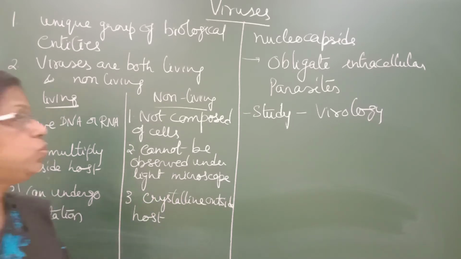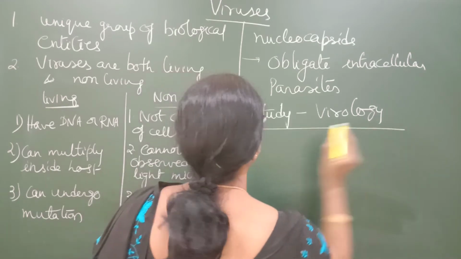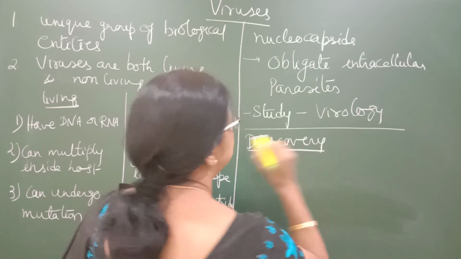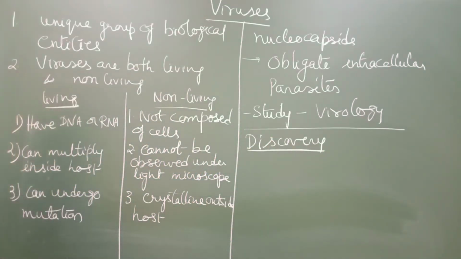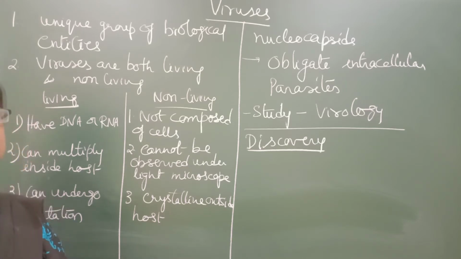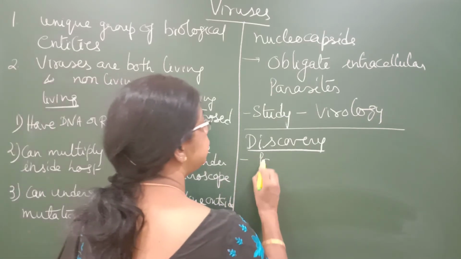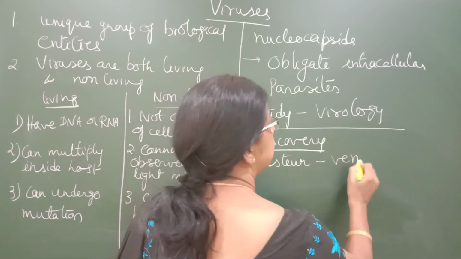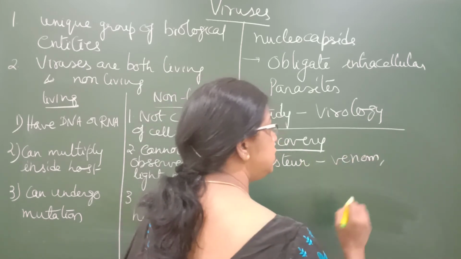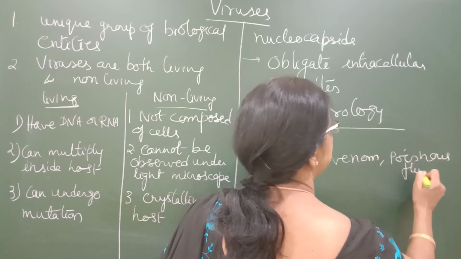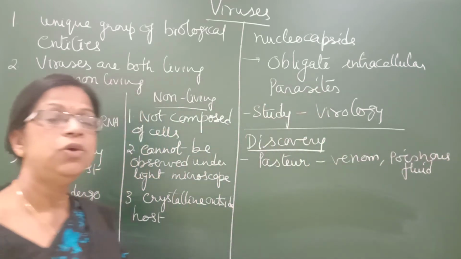The next thing I am going to discuss is the historical aspects and the discoveries made in this field. For the first time, the word virus, meaning venom or poisonous fluid, was given by Pasteur. So Pasteur called these viruses venom, and they were considered to be a poisonous fluid.